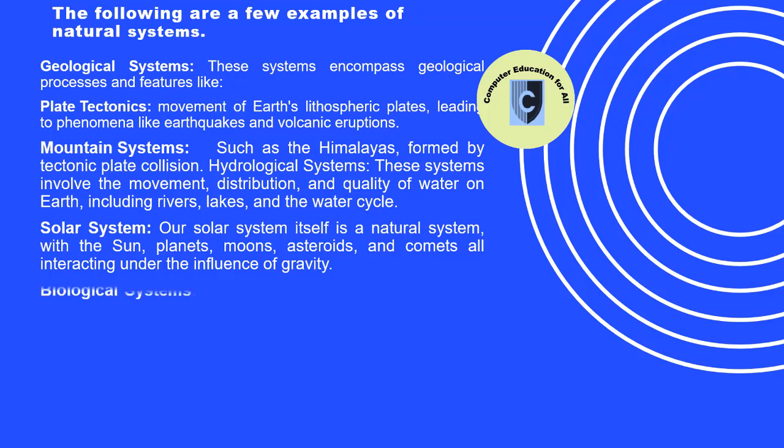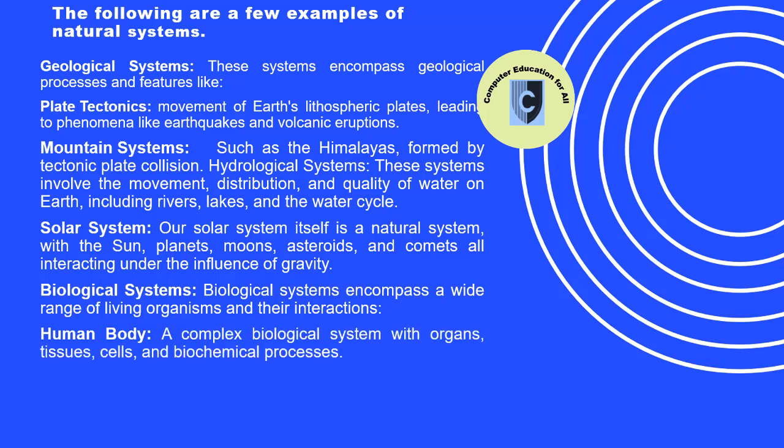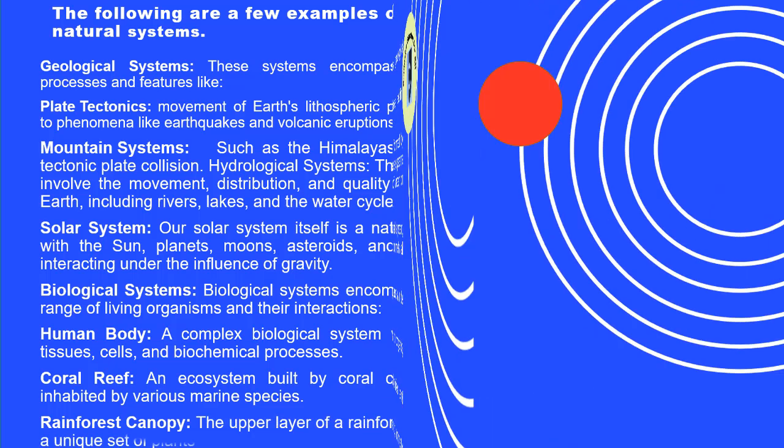Biological systems. Biological systems encompass a wide range of living organisms and their interactions. Human body, a complex biological system with organs, tissues, cells, and biochemical processes. Coral reef, an ecosystem built by coral colonies and inhabited by various marine species. Rainforest canopy, the upper layer of a rainforest, home to a unique set of plants and animals.